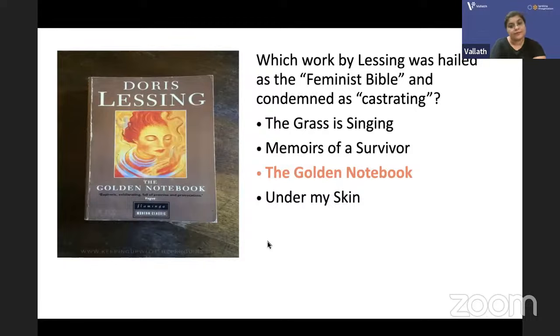Now, The Grass is Singing is set where, Ankita? It's set in Rhodesia. What is the new name of Rhodesia? Zimbabwe. Can you name one writer from Zimbabwe? Yeah. Ayi Kwei Armah? No, that is Ghana. Zimbabwe. Tsitsi Dangarembga. And NoViolet Bulawayo.